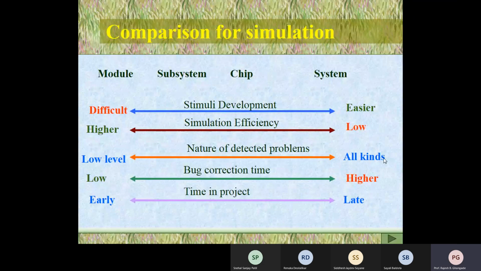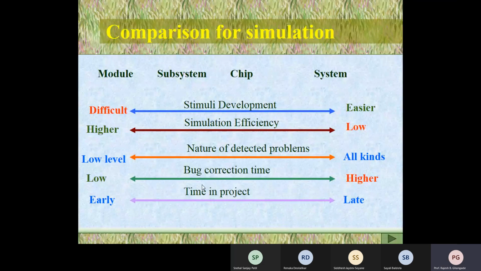Nature of detected problems: all kinds of problems are detected at the system level, whereas at the module level, which is the lowest level, you have the low level kind of problems detected. Bug correction time is very high at the system level because you don't know what exactly is going wrong, or where it is going wrong. Whereas at the module level, the time to correct a bug is low, because you know this very small module, and you can just find out what went wrong.